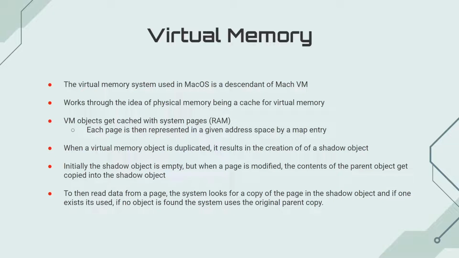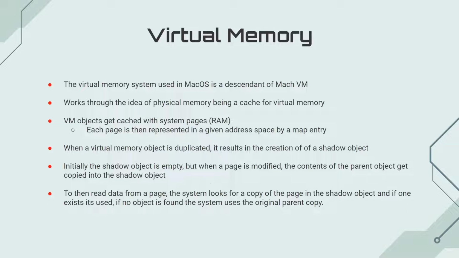The idea of it is for physical memory to be a cache for virtual memory. These VM objects are cached as RAM. Each page is then represented in a given address space by a map entry. Next, we're covering shadow objects, and they come to be when a virtual memory object is duplicated.